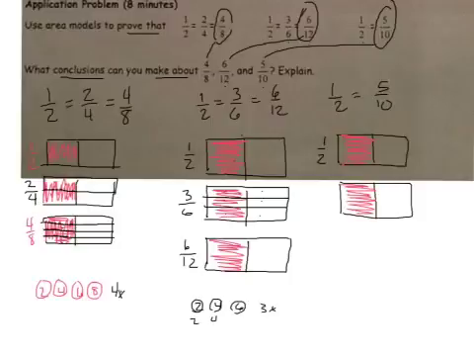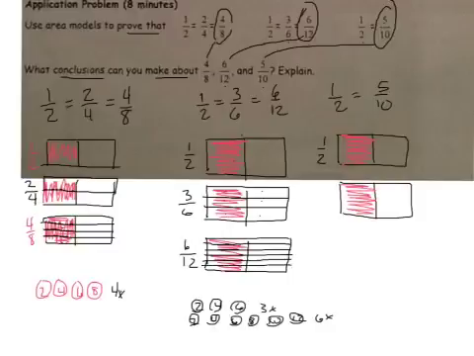2, 4, 6, 8, 10, 12. That's 1, 2, 3, 4, 5, 6. That's 6 times. So I have to break this up 6 times, which is 5 lines. 1, 2, 3, 4, 5 lines. So that's 1, 2, 3, 4, 5, 6 are shaded out of 12 total parts. So that is correct. Now I know they're all equivalent because I drew them beforehand, and I know they all equaled 1/2. So that is correct.